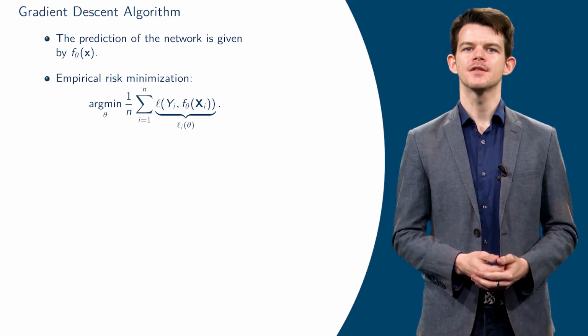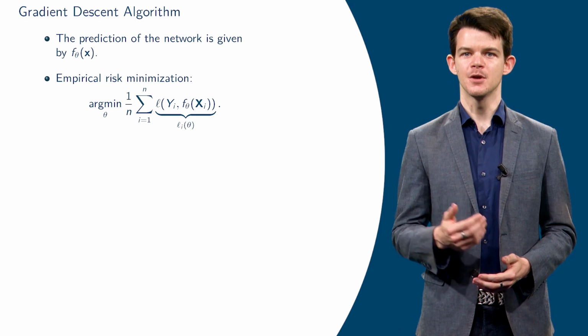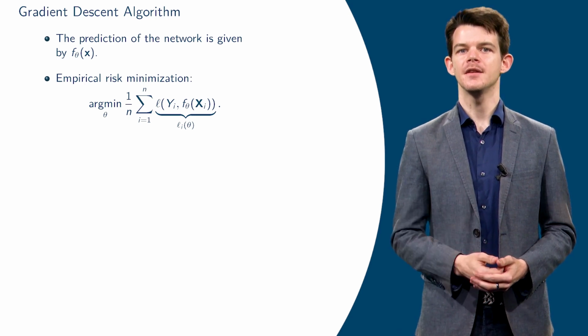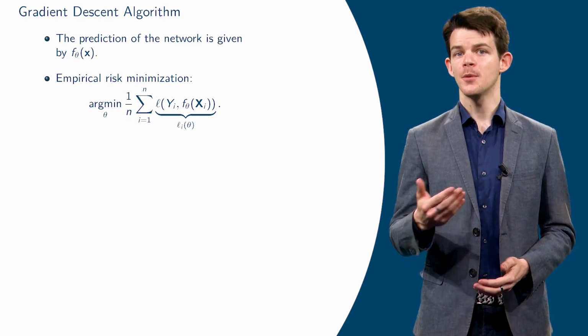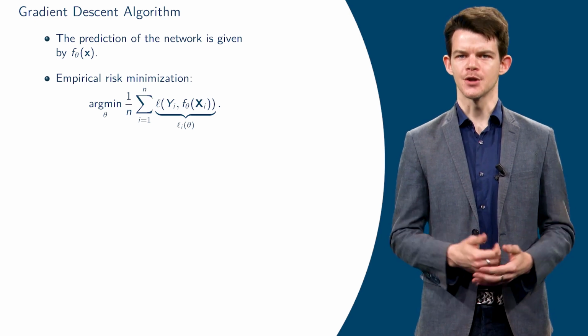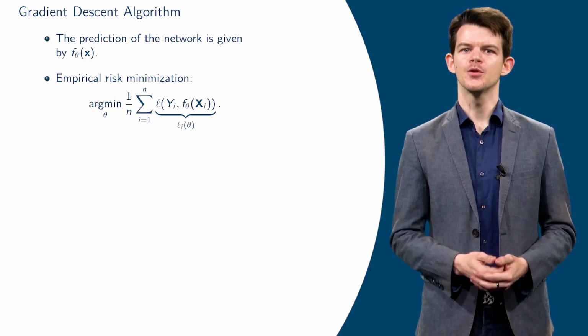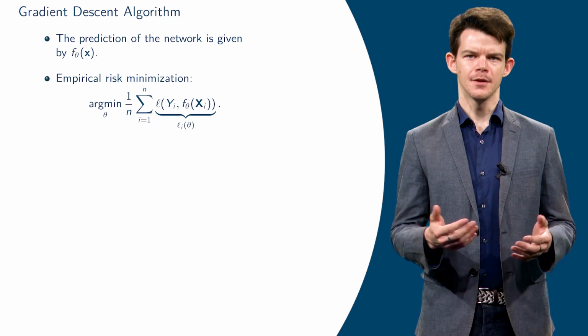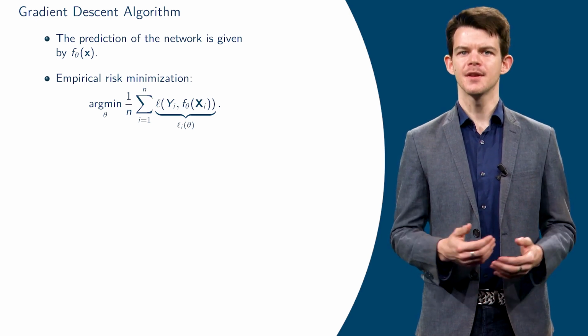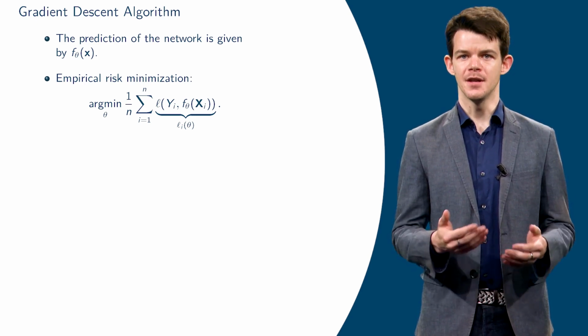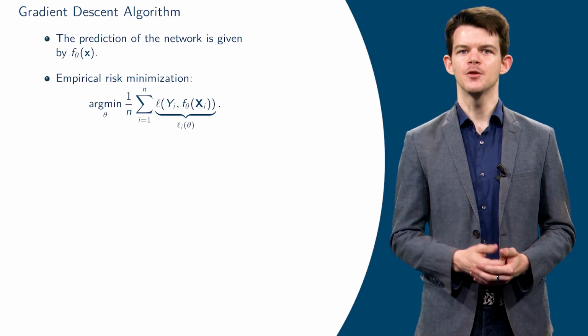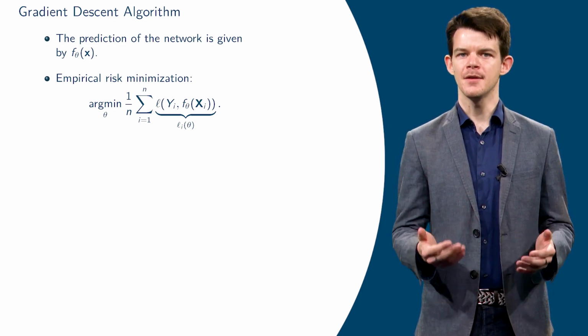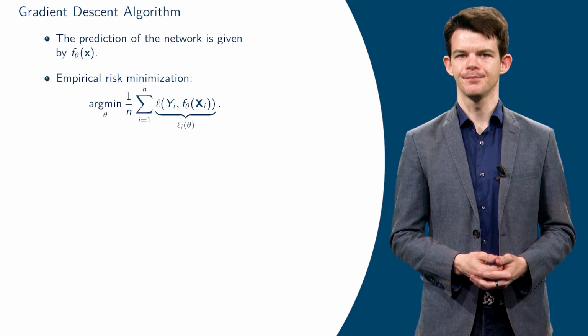For now, we just need to assume that the loss is differentiable and its derivative is non-zero almost everywhere, which forbids us to choose the 0,1 loss function. One can, for example, use a square loss. Given this loss, our aim is to find parameters that minimize the empirical risk defined here, where f theta xi is a prediction of the network parameterized by theta at point xi.